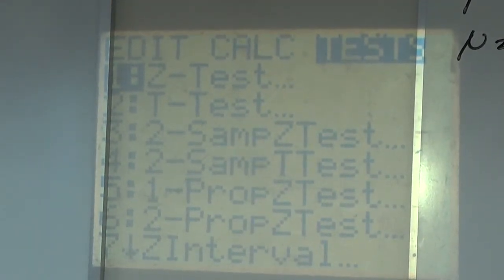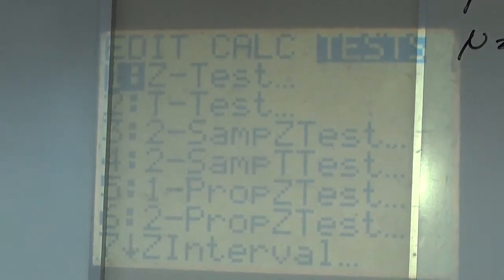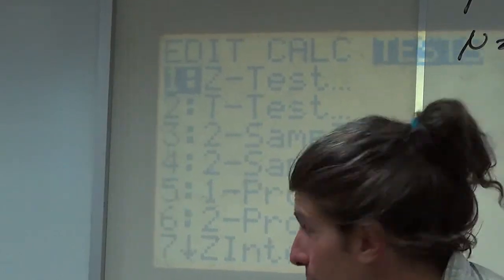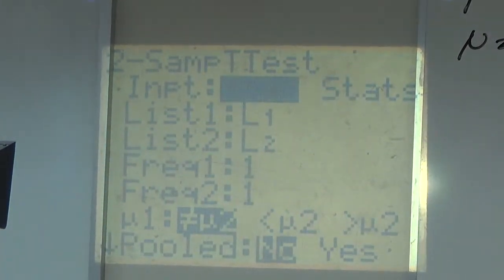You actually do have 2 independent samples now. And that's why it's called a 2-sample t-test, because you actually do have 2 independent samples. It asks you if you have data or if you have statistics. We have data. It's still in your lists, remember?